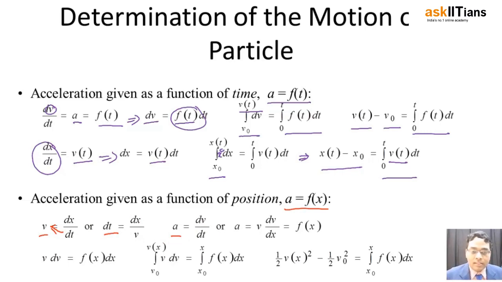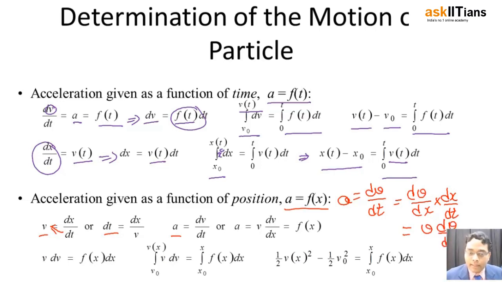Further, acceleration is equal to dv by dt. Since acceleration is equal to dv over dt, this can simply be written as dv over dx into dx by dt. But we know that dx by dt is nothing but v, so this can be given by v into dv by dx. So acceleration is equal to v into dv by dx, which is nothing but a function of x.